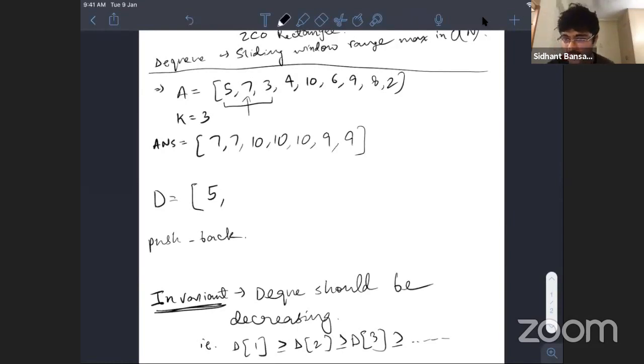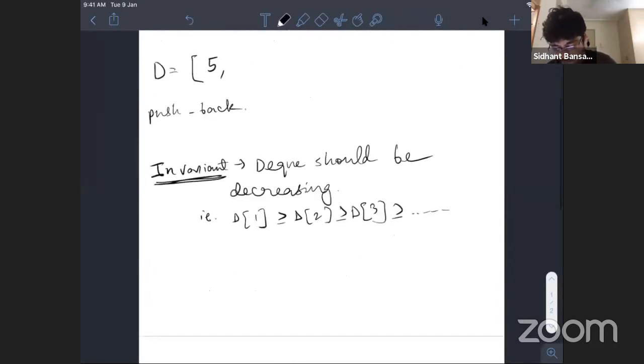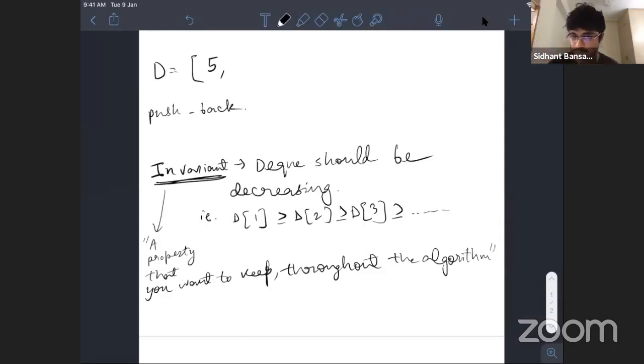Okay, so Devansh is asking what is invariant. Invariant is a property, like invariant is an English word, basically it's used in maths a lot. It's a property that you want to preserve, that you want to keep in some sense throughout the algorithm. It's something like you want it to stay true throughout the algorithm.